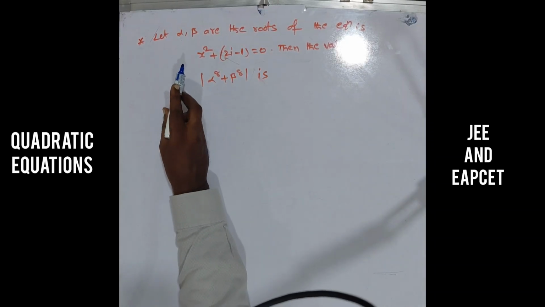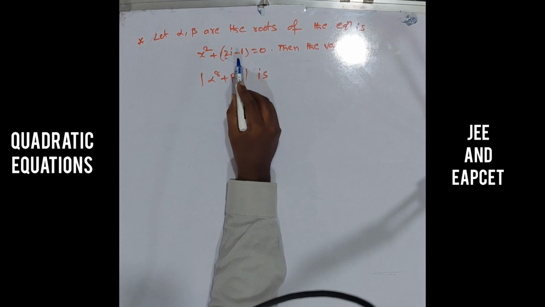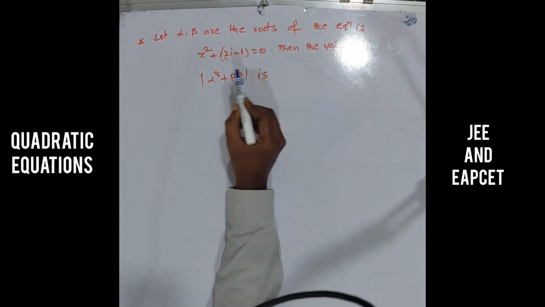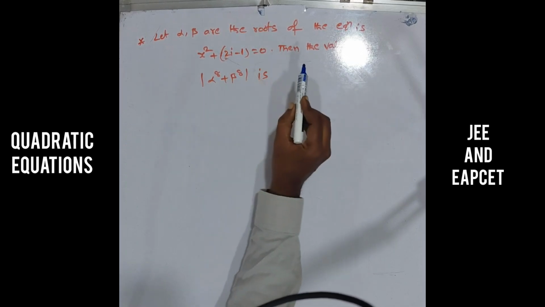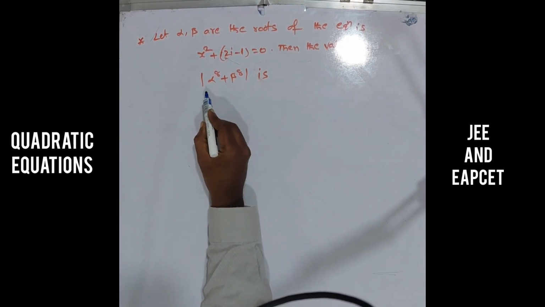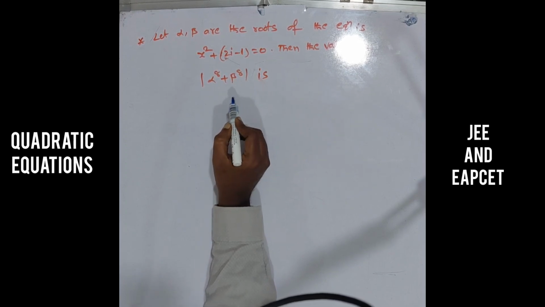Let alpha, beta be the roots of the equation x square plus 2x minus 1 equal to 0. This equation's roots are alpha, beta. Then the value of modulus of alpha power 8 plus beta power 8 is.